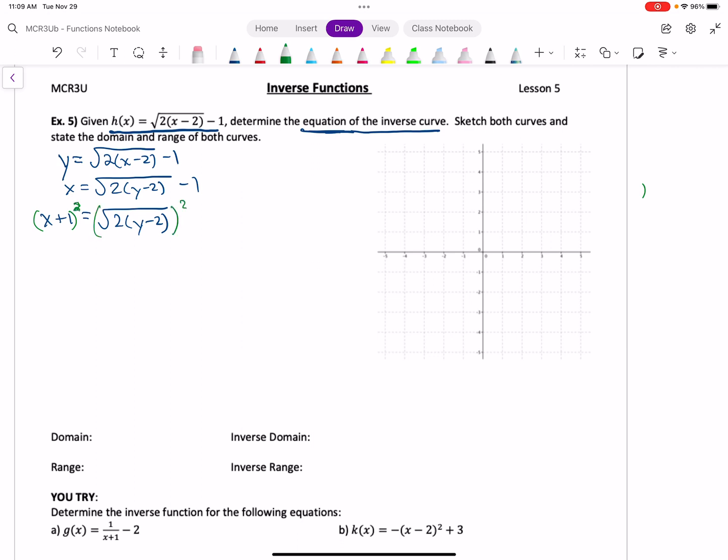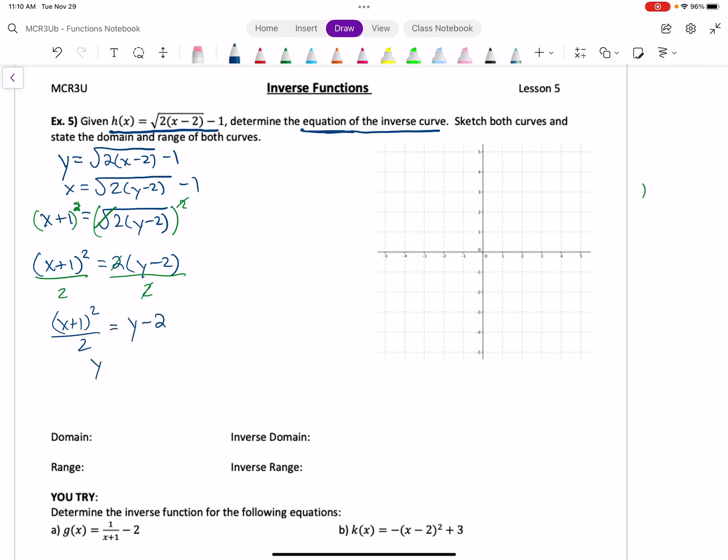What happens with the right side is that the square just cancels out the square root. So I now have (x + 1) squared equals 2(x - 2). Now I can continue on in the same steps as normal. I'm going to get rid of this 2, which is multiplying, so I divide by it. So I'm going to have (x + 1) squared over 2, and then I'm just left with y - 2 over here.